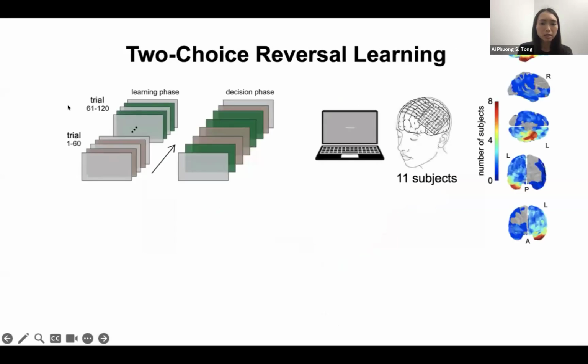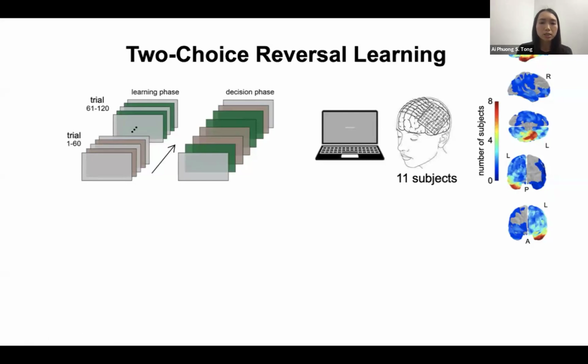So for my study on representations during learning, we used a two-choice task with reversal learning between two spatial scenes. And I measured electrocorticography signals across temporal cortex and prefrontal cortex as human subjects completed this task. And the participants were patients with medically refractory epilepsy undergoing ECOG monitoring for seizure localization at the NIH.